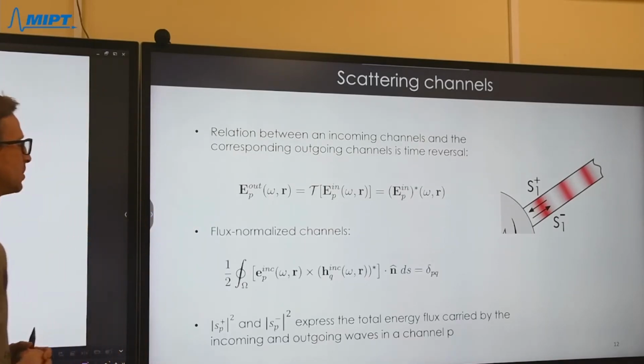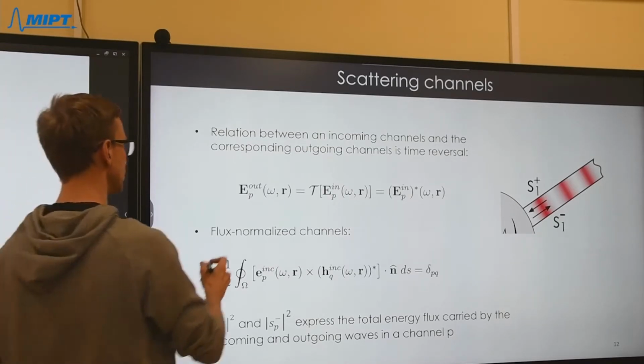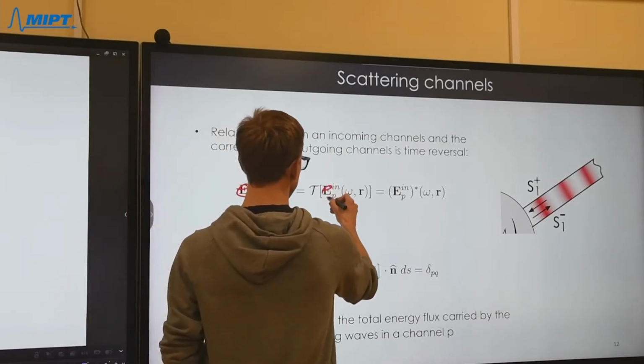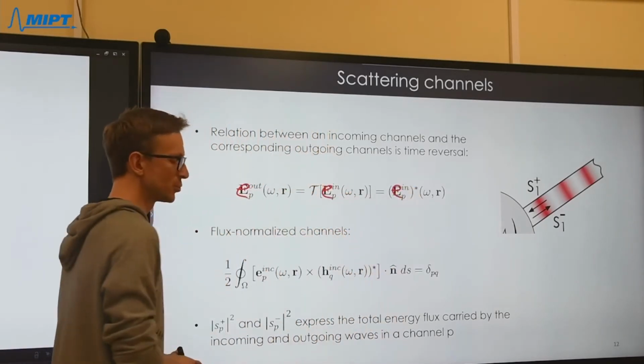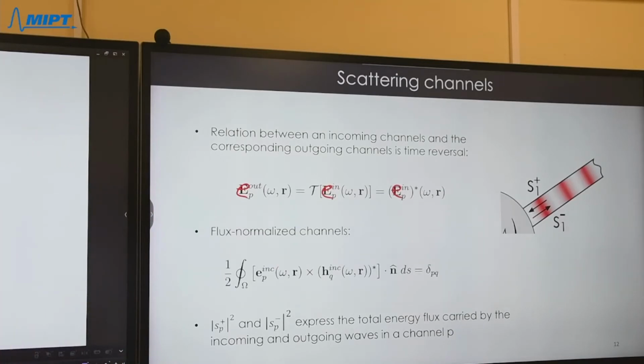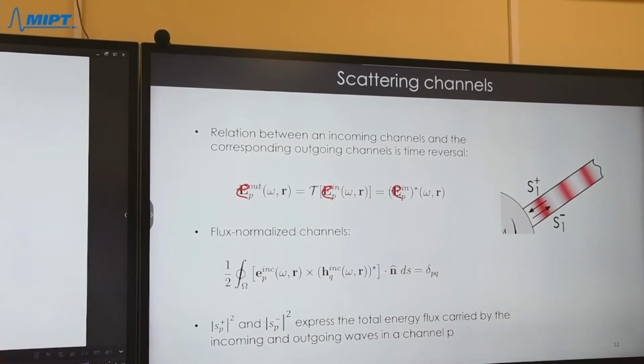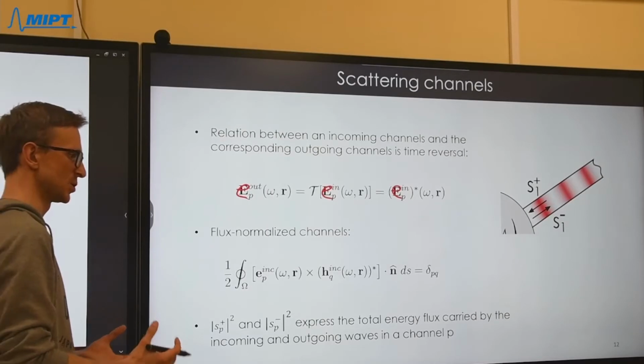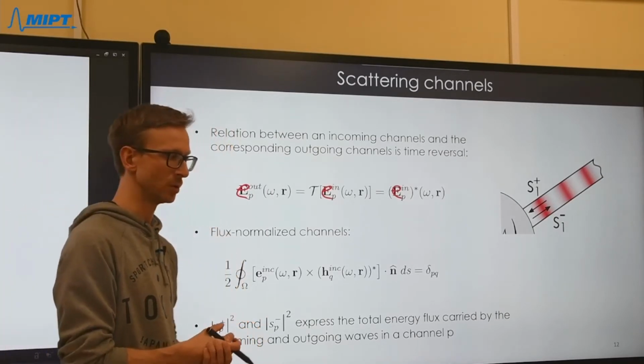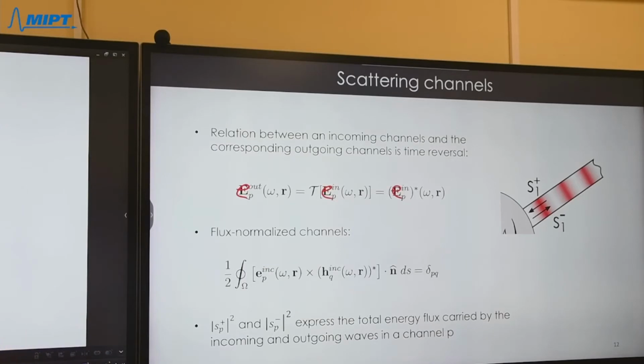So one more thing to keep in mind about these channels is that we need to normalize these fields somehow. These fields, E out, E in, are solutions of the homogeneous wave equation, and the wave equation does not dictate any kind of normalization for them. But it is important because we need to have a unique rule that tells us how these fields are normalized, so that the matrix elements of this matrix are in agreement with this rule.